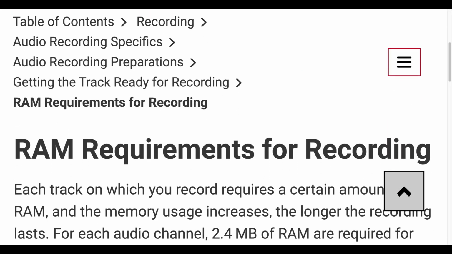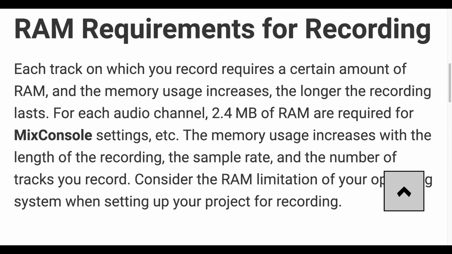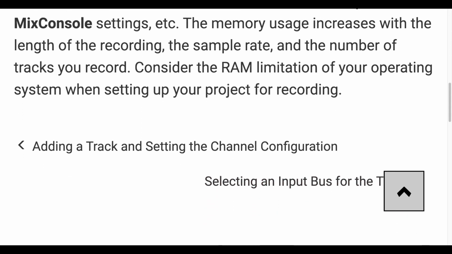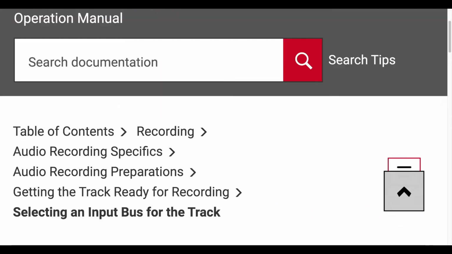RAM requirements for recording. Each track on which you record requires a certain amount of RAM, and the memory usage increases the longer the recording lasts. For each audio channel, 2.4 megabytes of RAM are required for MixConsole settings, etc. The memory usage increases with the length of the recording, the sample rate, and the number of tracks you record. Consider the RAM limitation of your operating system when setting up your project for recording. Adding a track and setting the channel configuration.